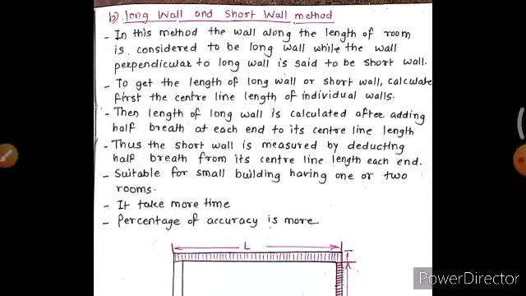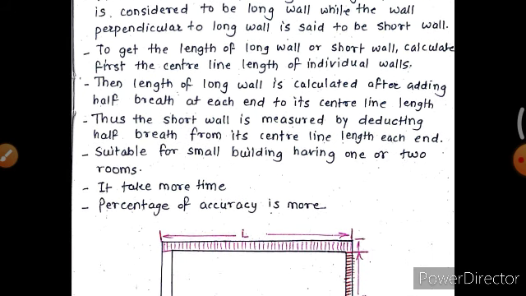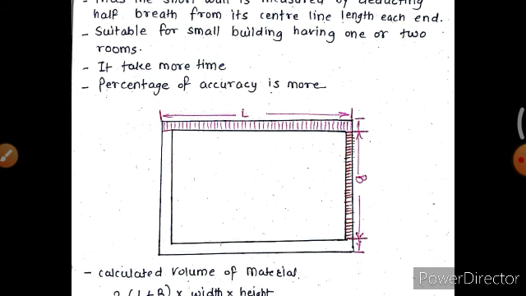The next is long wall and short wall method. In this method, the wall along the length of the room is considered to be a long wall, while the wall perpendicular to the long wall is said to be a short wall. To get the length of long wall or short wall, calculate first the center line length of individual walls. Then the length of long wall is calculated after adding half the breadth at each end to its center line length. The short wall is measured by deducting half the breadth from its center line length at each end. Suitable for small buildings having 1 or 2 rooms. It takes more time and the accuracy is more.